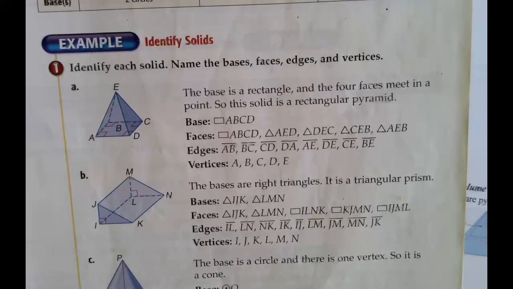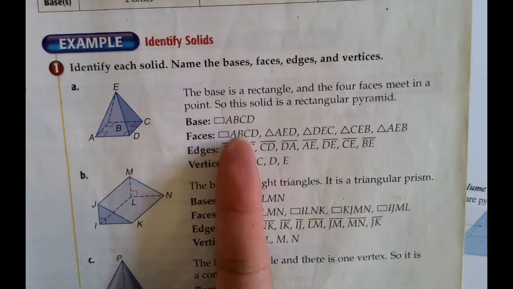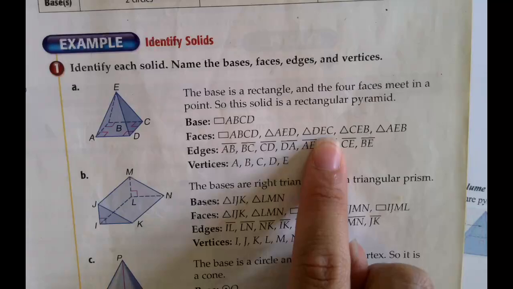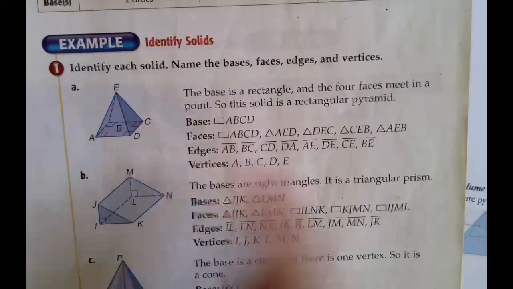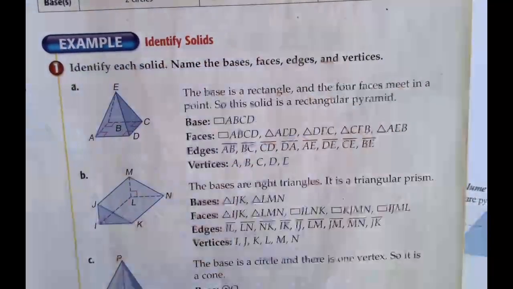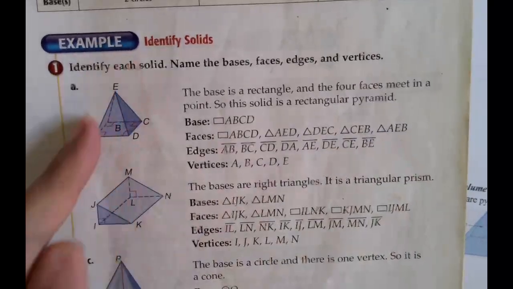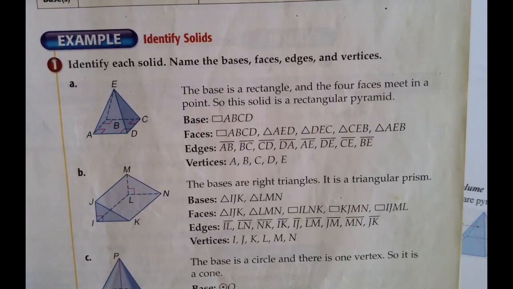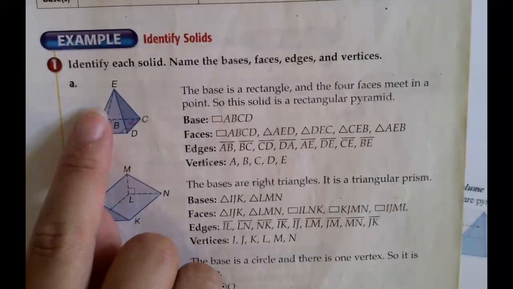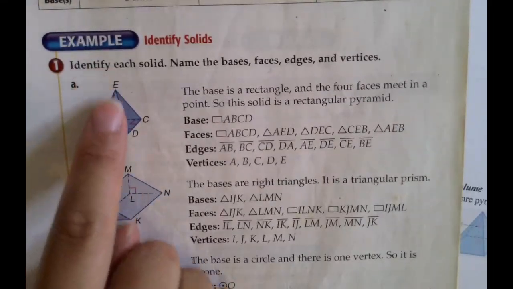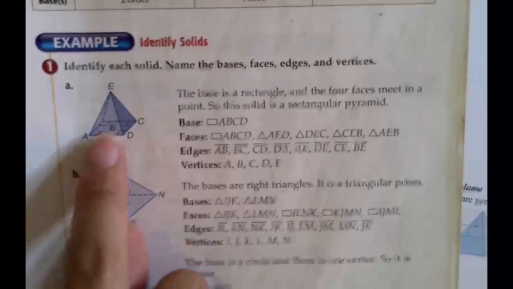It has 5 faces. It has the base on the bottom, ABCD. It has triangle AED, which is facing us in front. It has triangle DEC, which is this right side here. Triangle CEB, which is the back side of the pyramid. And triangle AEB, which is this left side. Edges are all of the lines that are creating this pyramid. And so we have AB, BC, CD, and DA. We have AE here, DE, CE, and then the back one is BE.